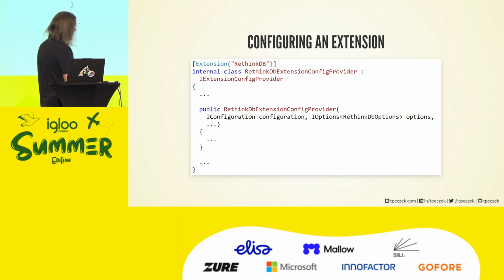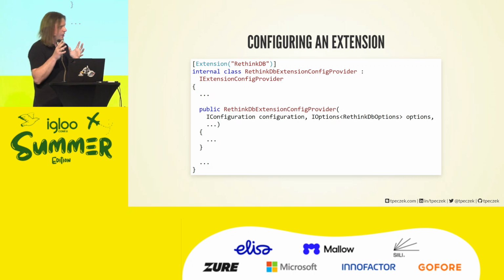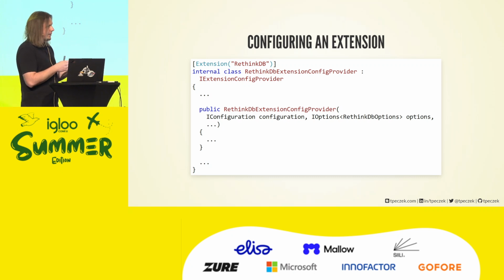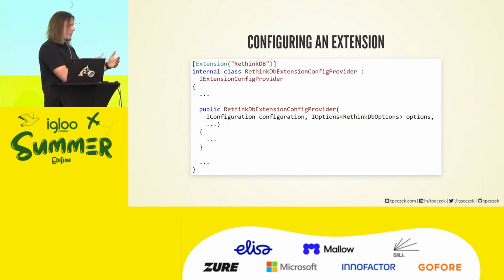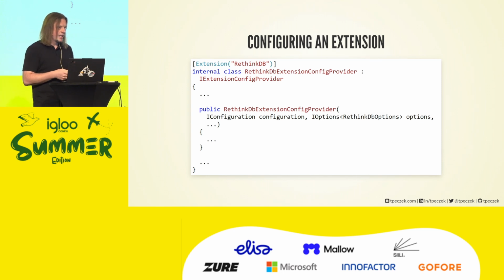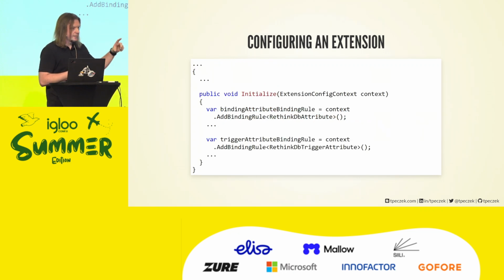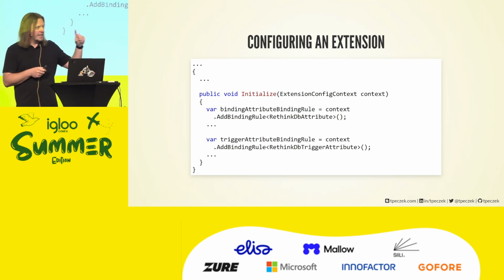That's the extension config provider. It has to be decorated with the identifier of that extension, and it is the point of contact between the logical extension and Azure Functions, because this is being created from a dependency injection container. So it can ask for dependencies through the constructor: configuration, options, services. It can later use those dependencies in the initialize method. This is where those binding rules are being created. So all those dependencies can be captured and passed to those factories.